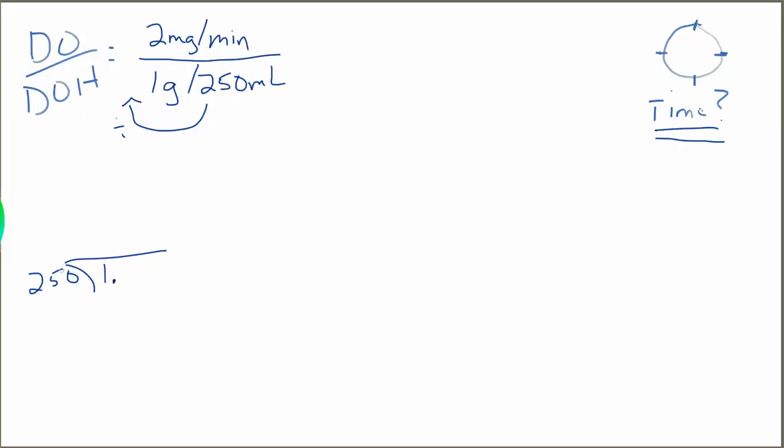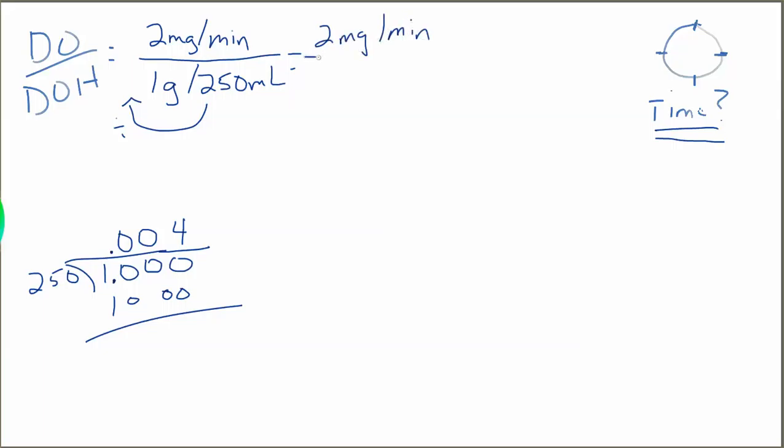1. We know that 250 won't go into 1. It won't go into 10. It won't go into 100, but it will go into 1,000, and it will go into 1,000 4 times. So if we rewrote our question, you'd still have the 2 milligrams per minute up top, but underneath you'll have 0.004 grams per milliliter. So we have a problem. This does not match that.